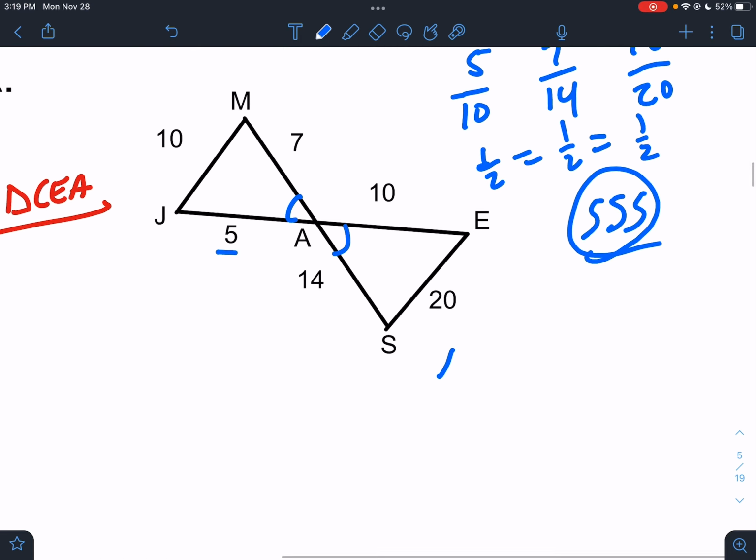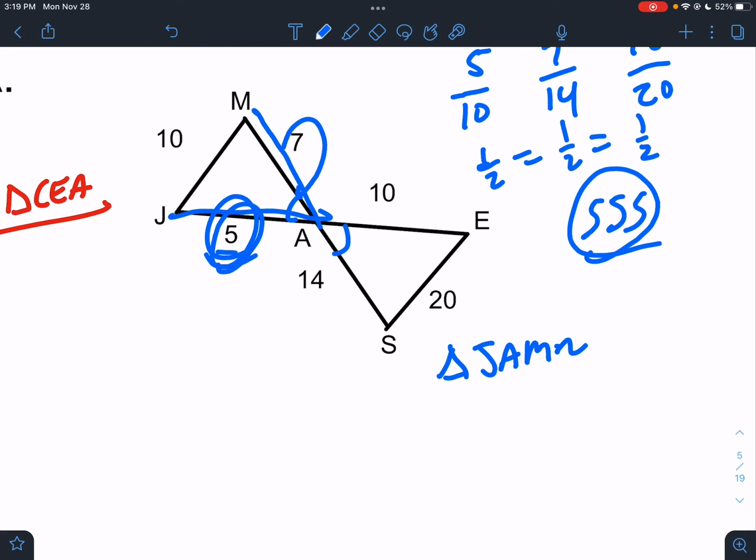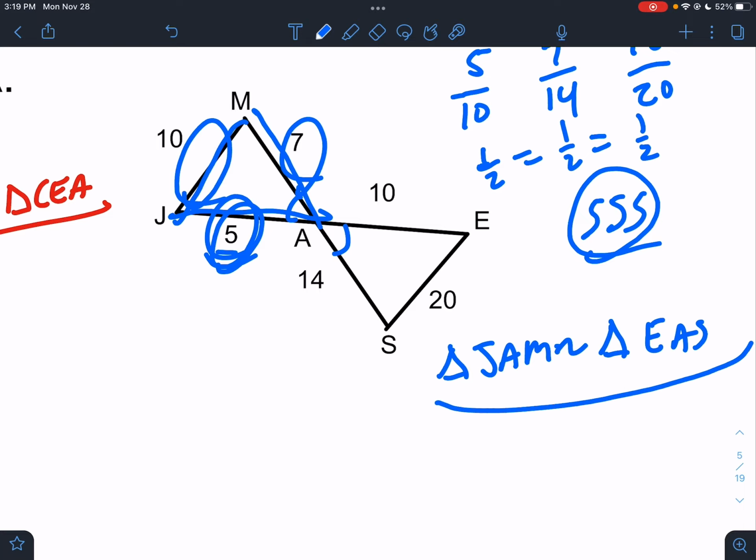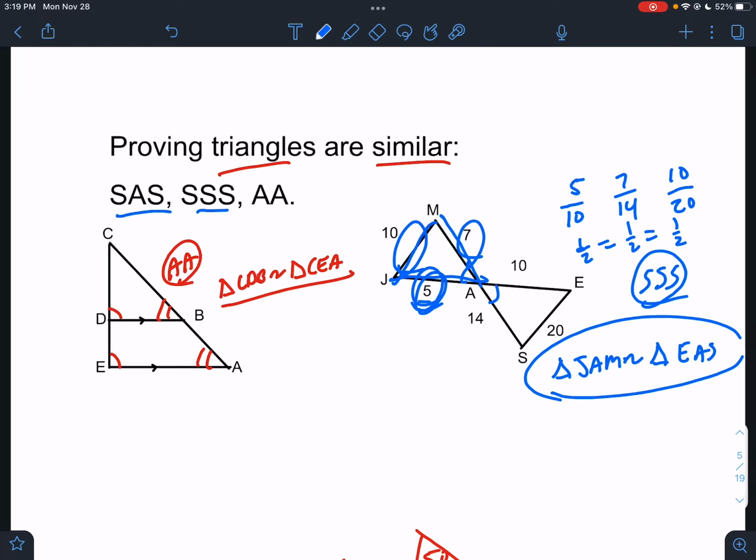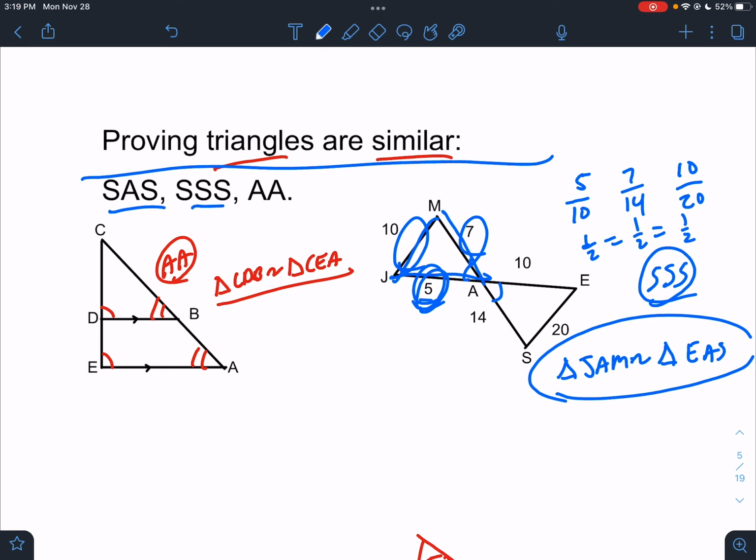And how would we name it? We know that triangle JAM is similar. If I go J to A to M, I'm going small, right? J to A is small, medium, large. I need to do the same order. Small, medium, large. So how do I do small, medium, large? It would have to be triangle EAS. There's my similarity statement. But to prove triangle similar, it's got to be one of those 3 things.